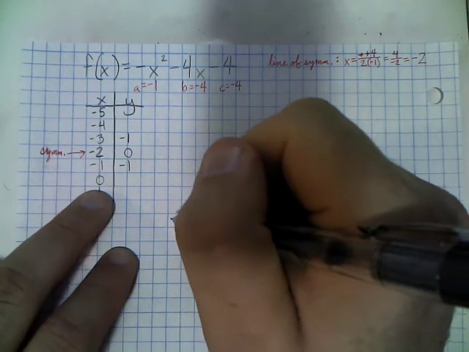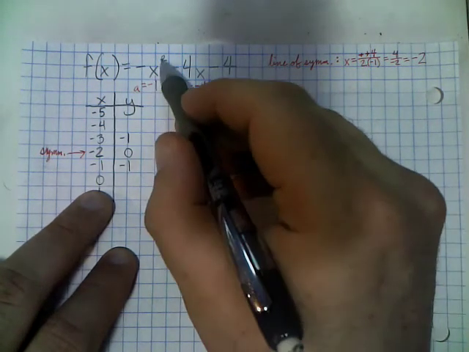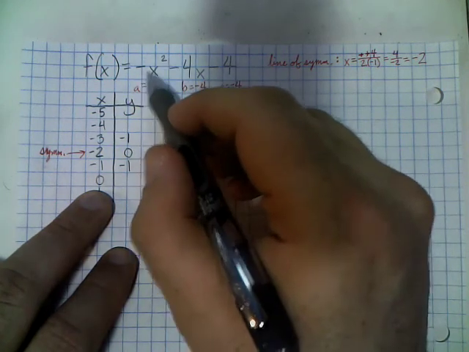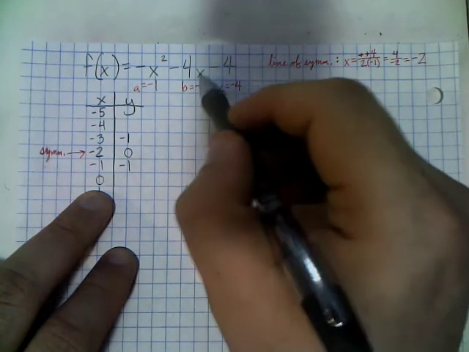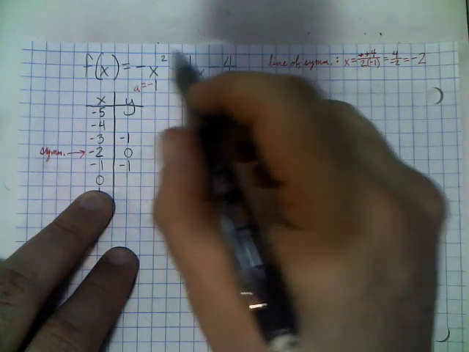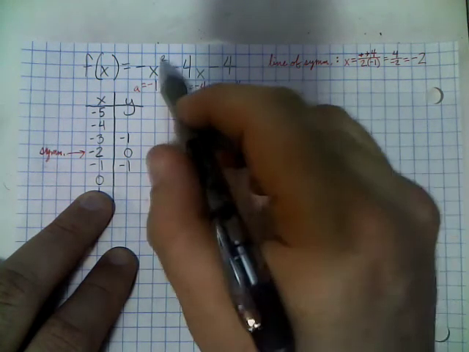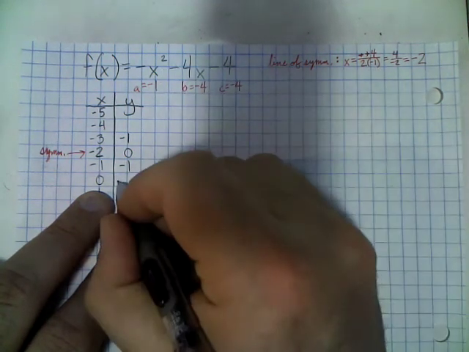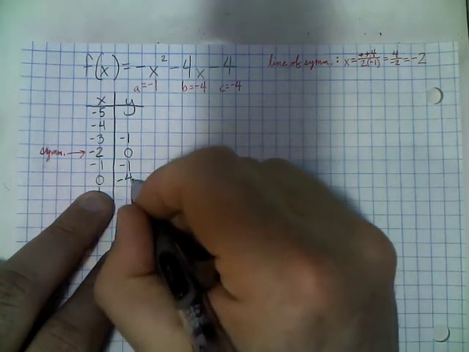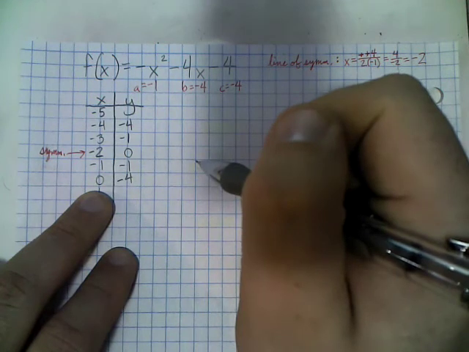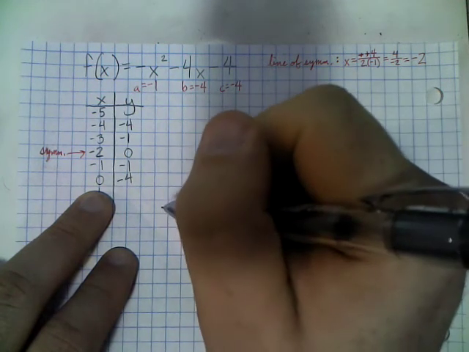Our next one should be really easy. 0 squared is 0, and negative 0 is just 0. Negative 4 times 0 is 0. So 0 and 0 makes 0. But then minus 4 would be a negative 4. Well, if that's a negative 4, then this is a negative 4. Hopefully you're seeing how easy that can be.